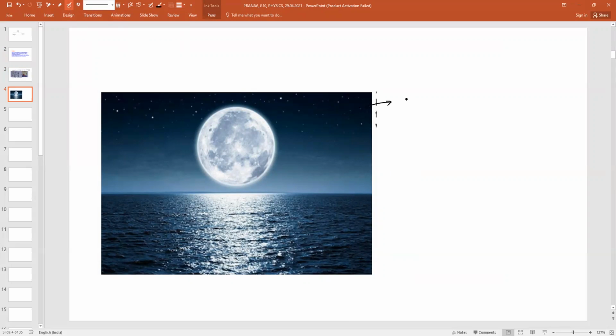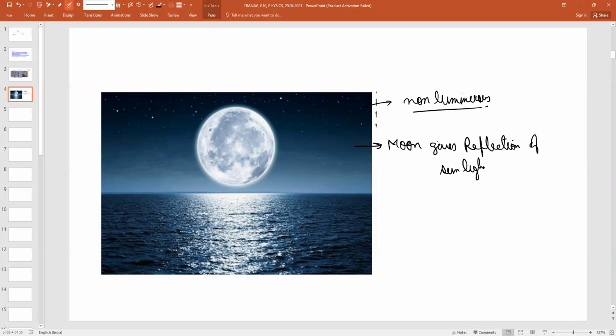The moon is non-luminous. Understand? The moon is non-luminous, still it is giving me the light because the moon reflects. It gives a reflection of sunlight. Do you understand?